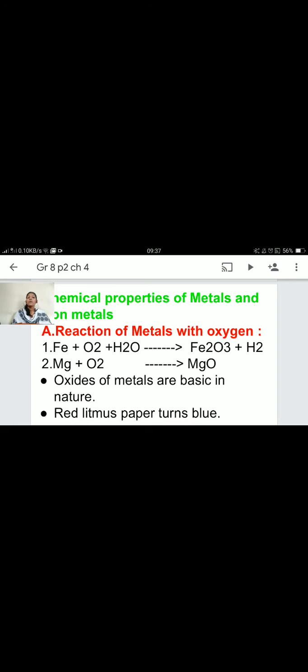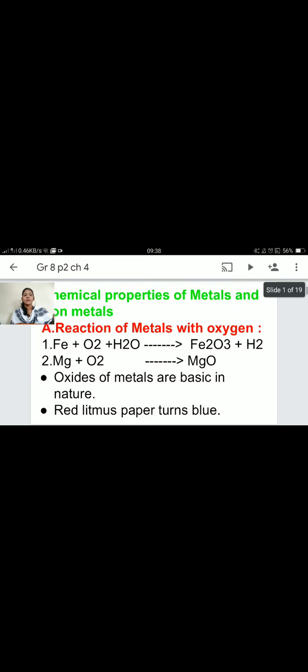Now we are going to see the reaction of metals with oxygen with the help of an activity. When we see this activity, you will need some litmus paper also. I have already shown you how litmus paper looks. We have two types of litmus paper, red litmus paper and blue litmus paper. So let's see the activity which is based on this.